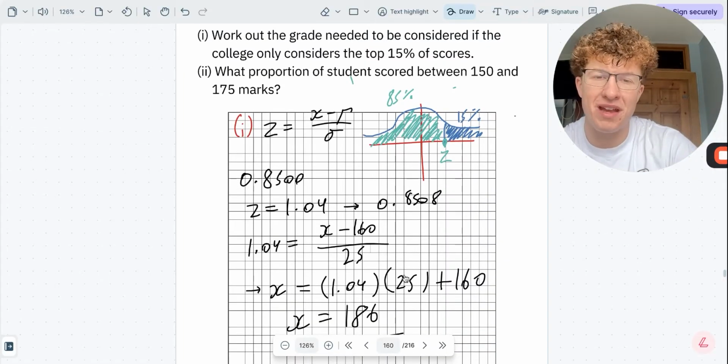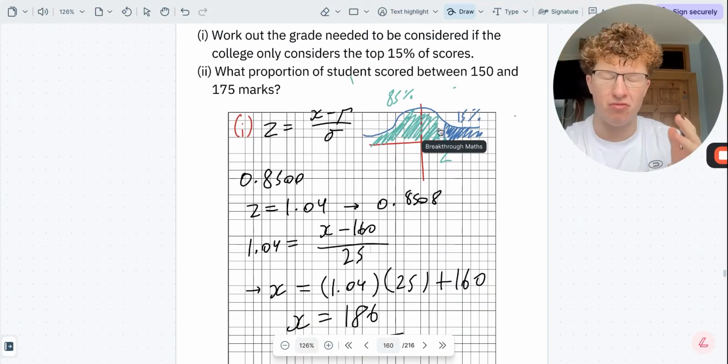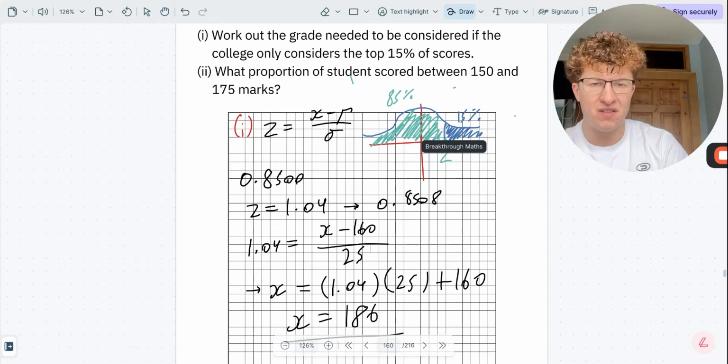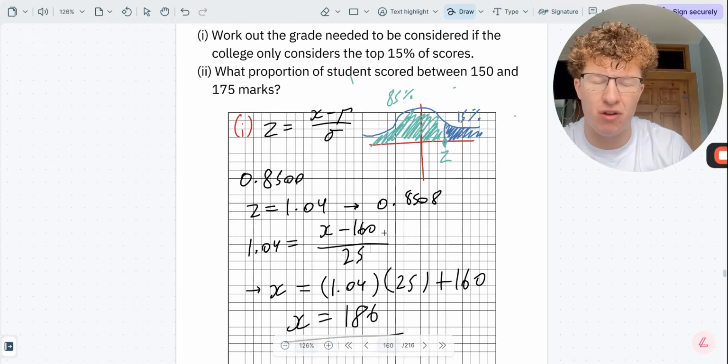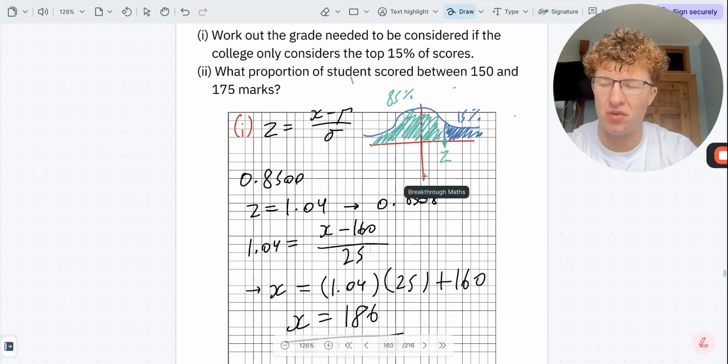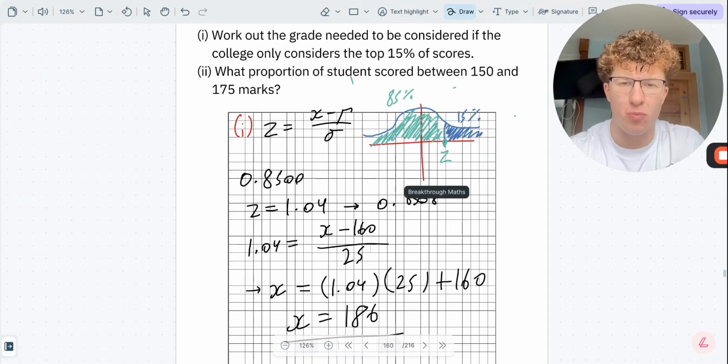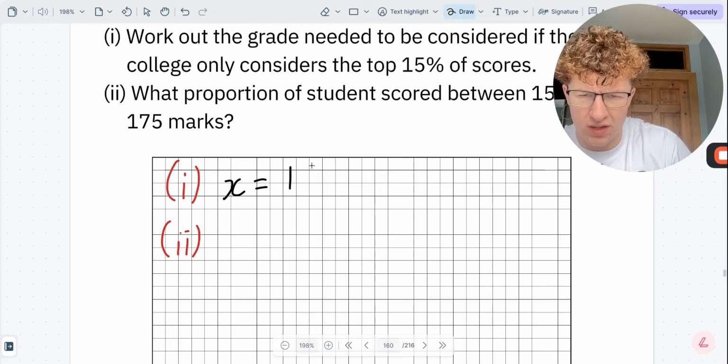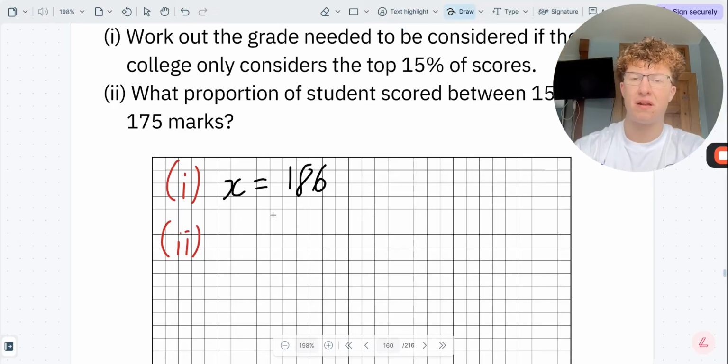The key here is, remember, the log tables read area to the left. So in this case, we wanted the grade. We needed to get the z value. And we knew that 85% of the area was down here to the left. So all we need to do is look at the log tables, find 0.85 or as close to that as possible, get the Z value, and then get the score. X was equal to 186 was the answer to the first part.